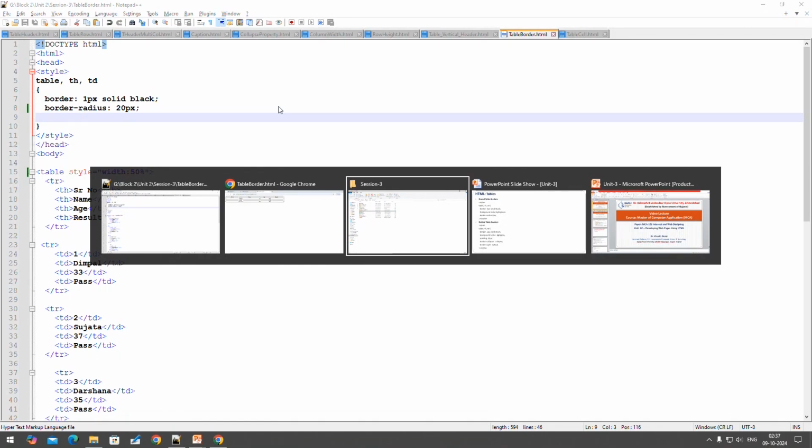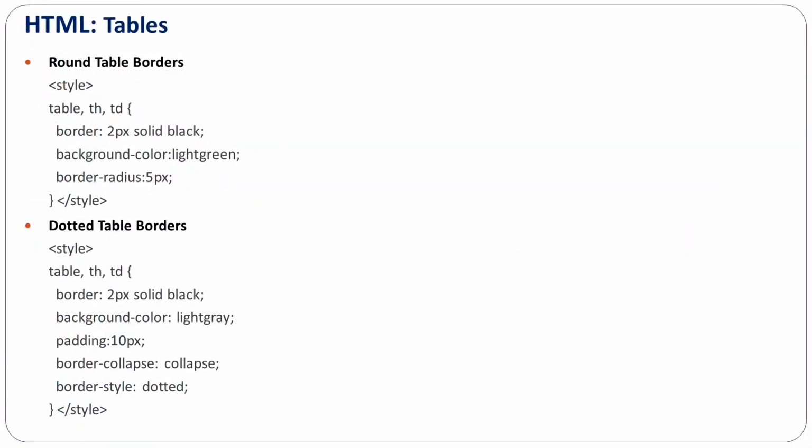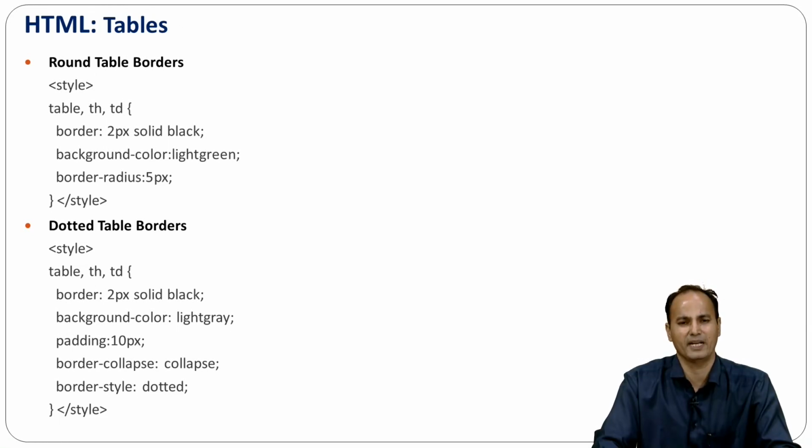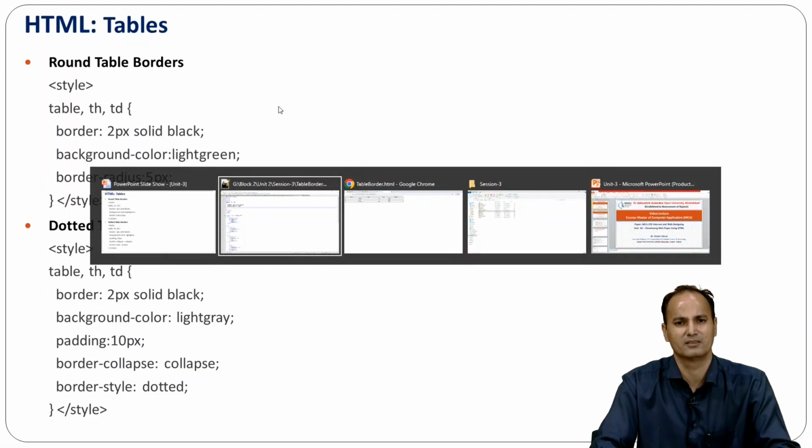Okay, moving next. Then dotted table borders. If you want to have dotted table borders, we have properties in the form of borders, background colors, padding, border collapse and border style. Border style is the most important property if you want to display it in a dotted manner. So simply, you can say like this, border style colon dotted.